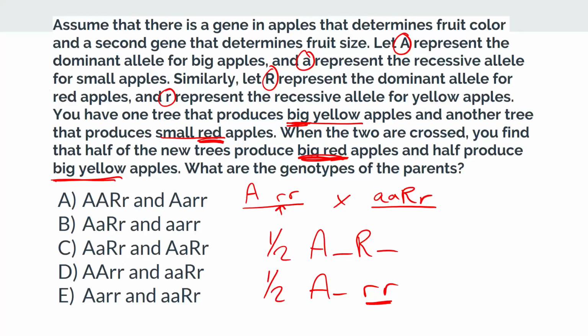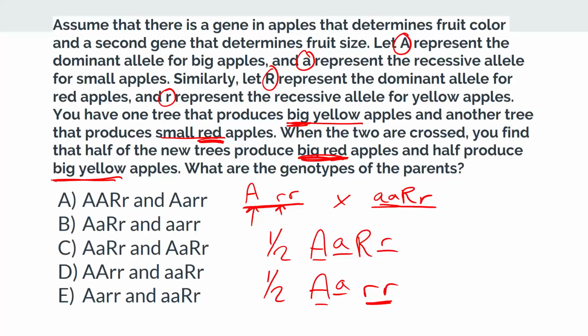Now, we have our big A's, right? And one of them's obviously coming from here, right? And then what are they going to pick up from there? Little a, right? So that's the only possible combination for the offspring. And then this one is going to have to be little r, right? So what are we dealing with there?